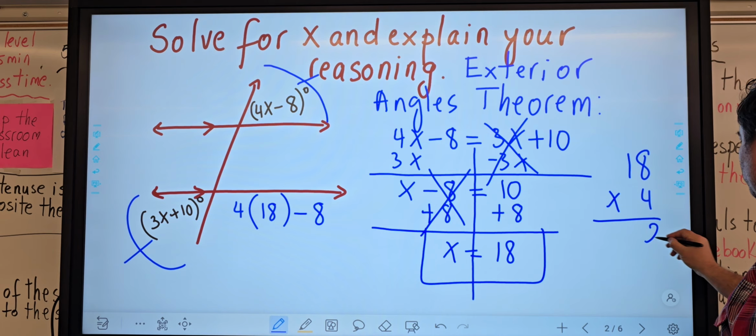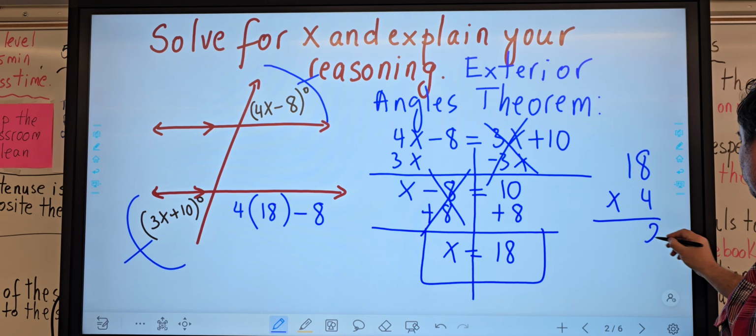And now we just have to add 8 on both sides. This cancels out, so we get x equals 10 plus 8, 18. That's it. X equals 18. Solve for x and explain your reasoning.